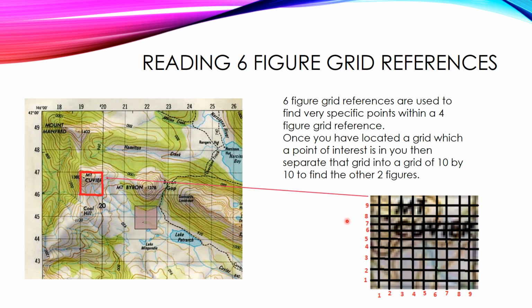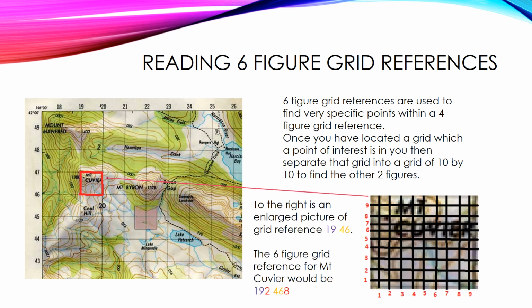If I was to draw a grid over it, this is what it would kind of look like. But you don't need to do a grid each time. It's not going to matter if you're one or two lines off, because I'm not expecting you to draw a grid, but that's kind of what we do. So if I wanted to find the very specific point where Mount Cuvier is, I need to add in an extra digit to my references.